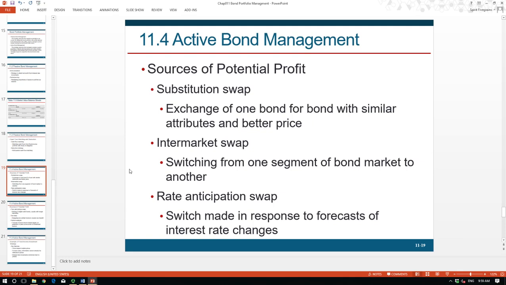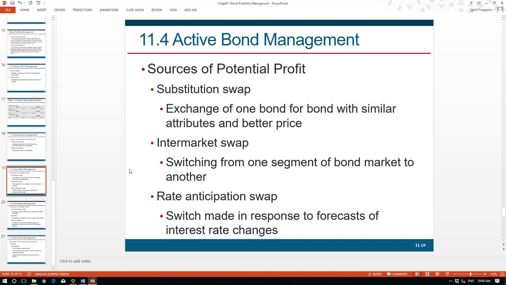That is substitution swap. Intermarket swap refers to the practice where a money manager actually switches from one segment of the bond market to another. Let's say right now you have tremendous investment in treasury securities, and based on your forecast that interest rates are going to go up, you want to move your investment from treasury securities to corporate bonds. And in the corporate bond sector, of course, higher interest rates will depress bond prices, but due to the booming economy, you see that credit risk will be improved significantly for corporate bonds. Therefore, you can switch treasury bonds to corporate bonds in order to achieve higher returns for your investments.